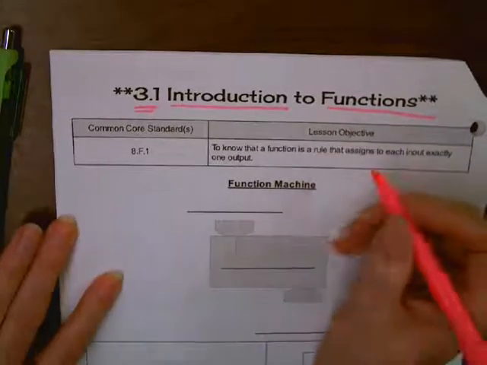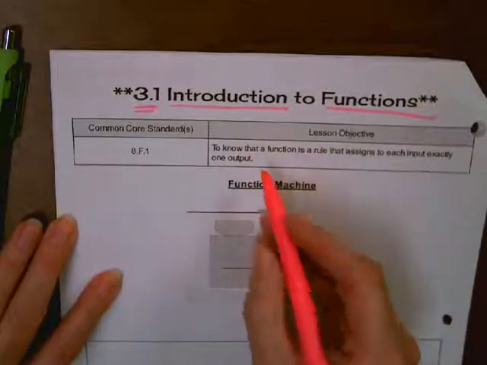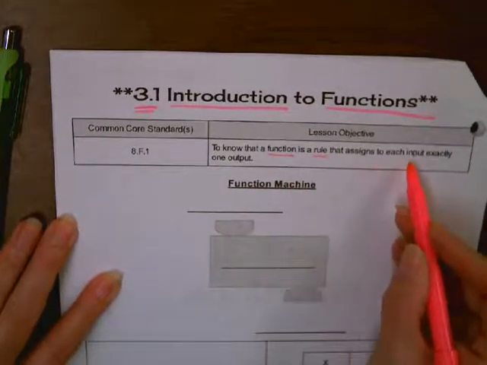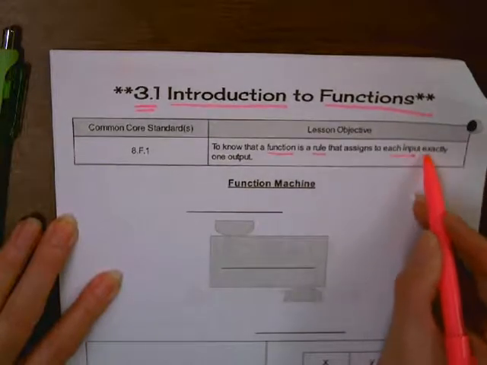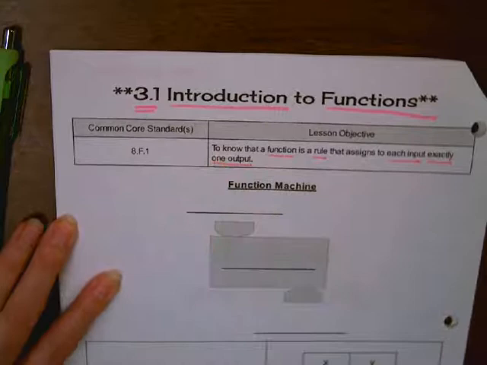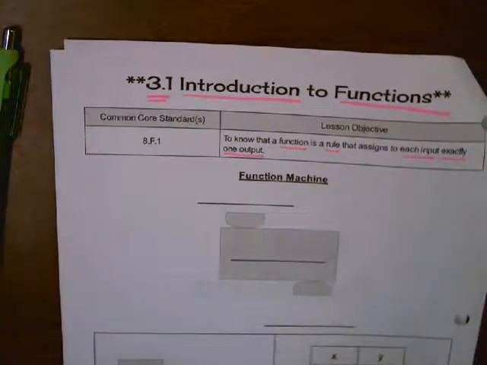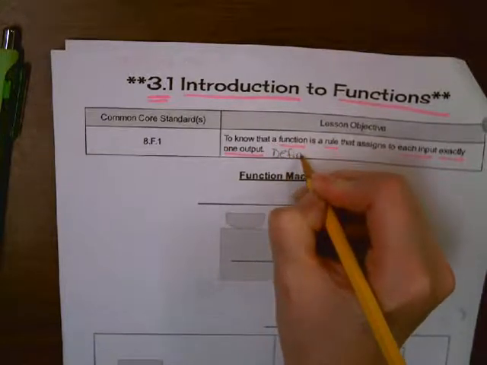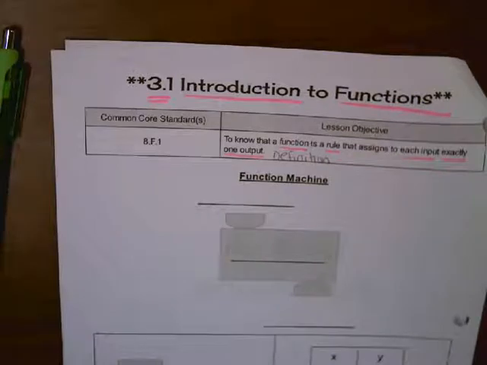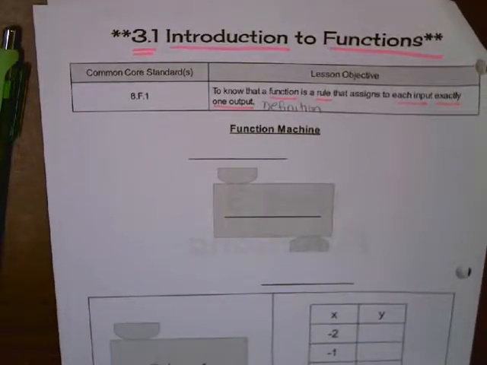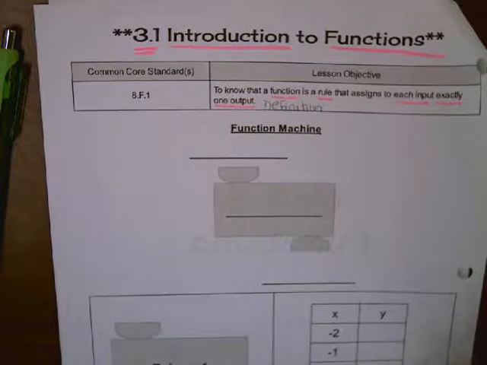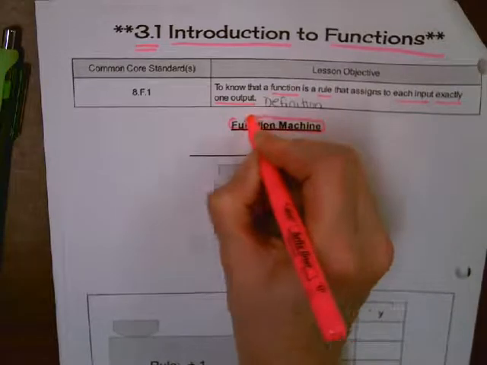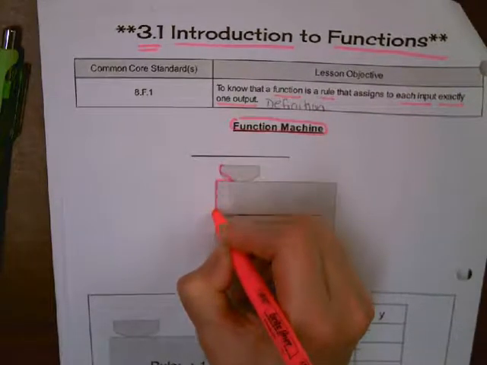So here's what you're going to learn. You are going to learn that a function is a rule that assigns to each input exactly one output. So that's kind of like our definition. Okay? So you might have seen a function machine before. I'm not really sure. But this is what a function machine looks like. Okay? It's kind of a mathematical thing.